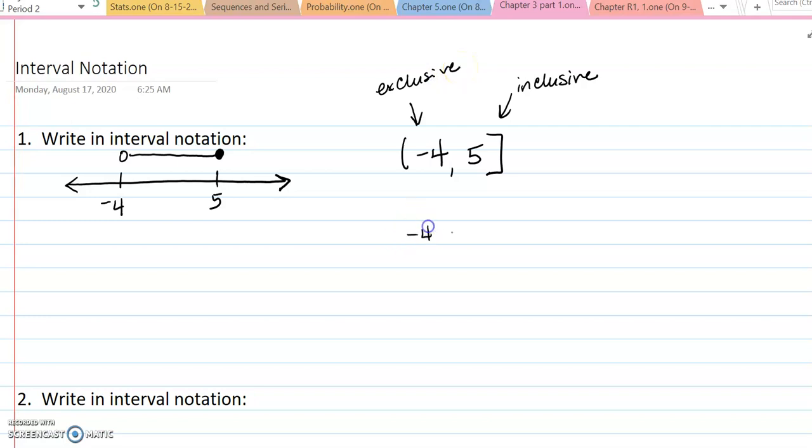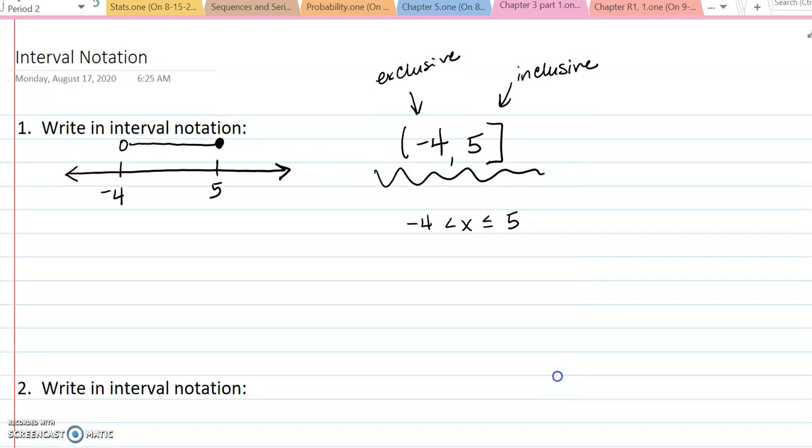What it really means is that any value would be between -4 and 5, exclusive of -4, and inclusive of 5. This represents the interval notation because it's using the parentheses or the brackets.